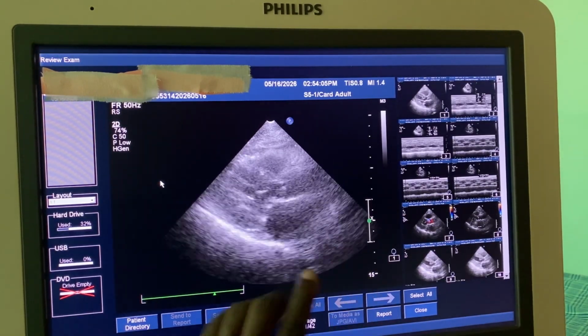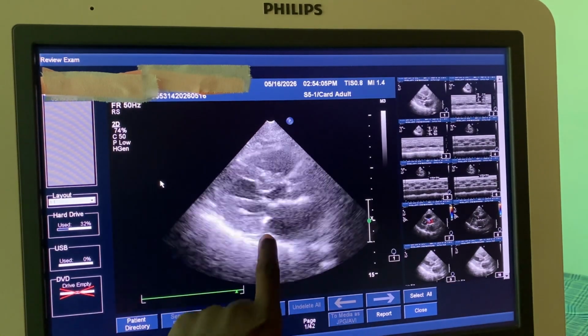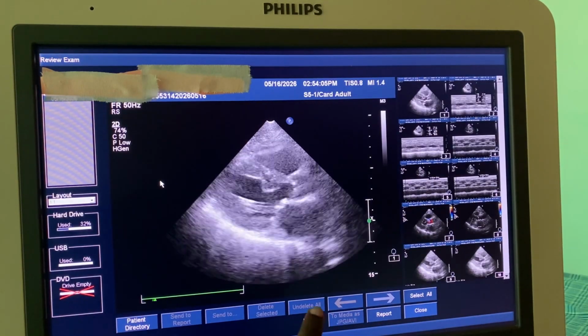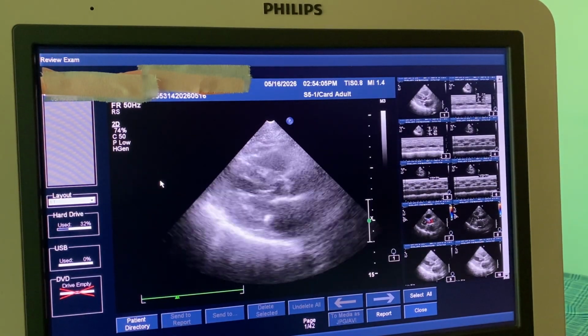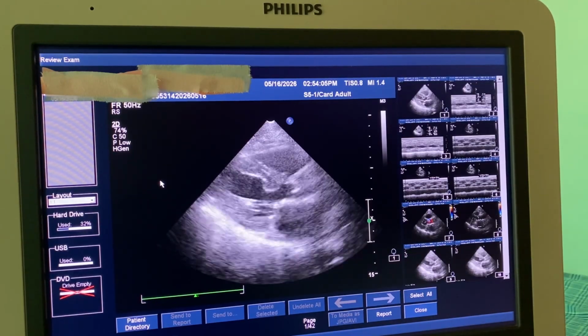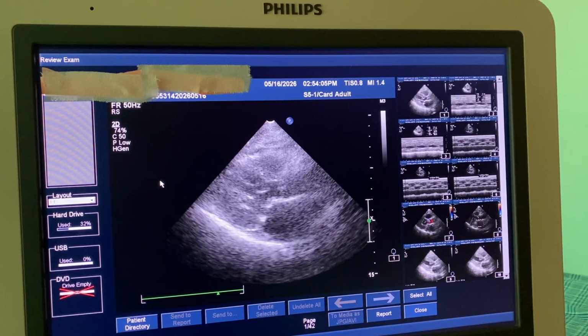This one we can just grade it because we are seeing everything is affected. The leaflet is affected, chordae tendineae are affected, also papillary muscles are being attacked. So we can say it is severe calcification of the mitral apparatus. The mitral apparatus contains the mitral annulus, the leaflets, chordae tendineae, and then papillary muscles.